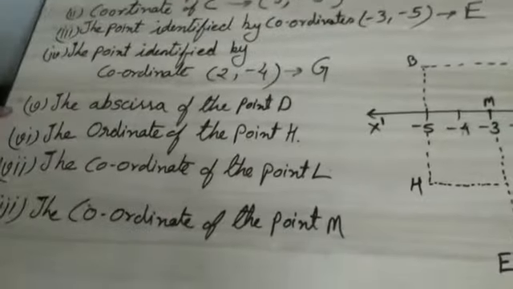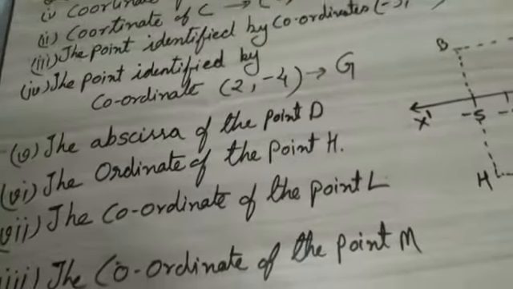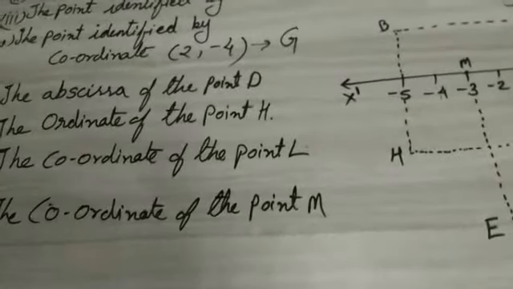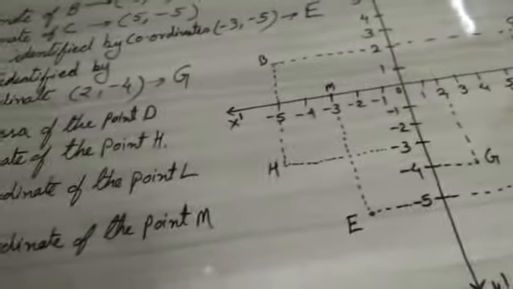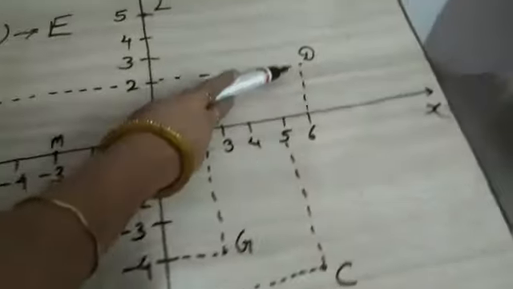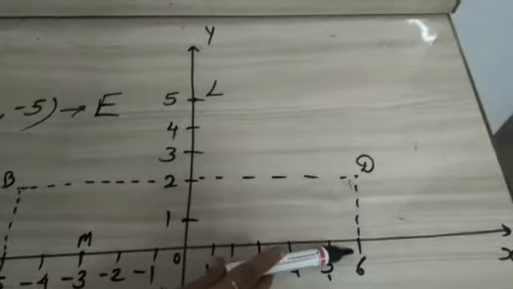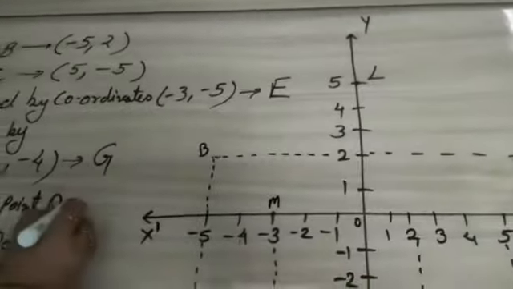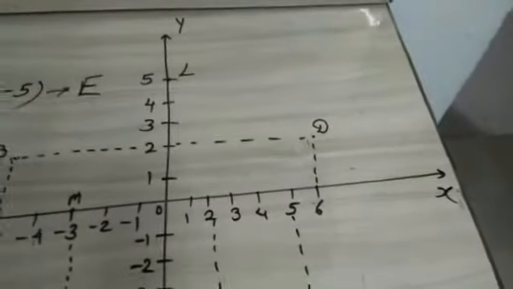Then they are asking, see here, the abscissa of point D. Abscissa means the coordinate of x. Okay, the coordinate on the x-axis of point D. So let's first see D in the figure, what they have given here on the graph, and we will search D on the x-axis. So what is coming? 6. So 6 is our abscissa. So here the abscissa is 6.